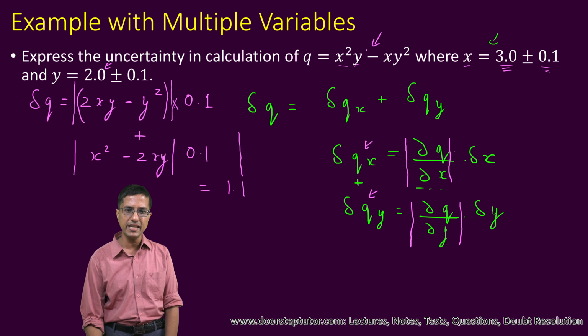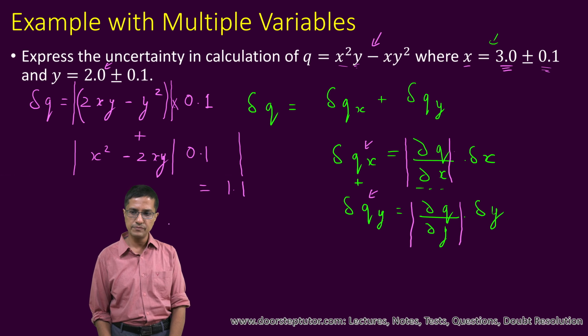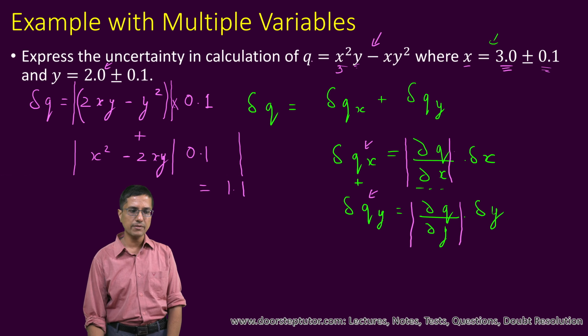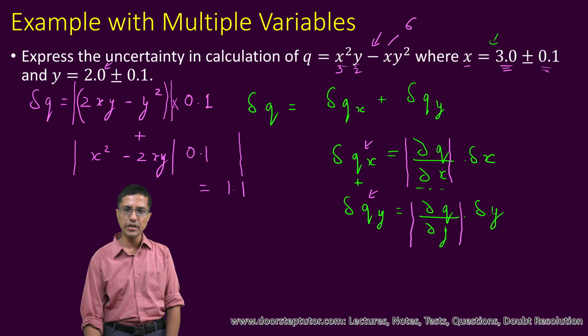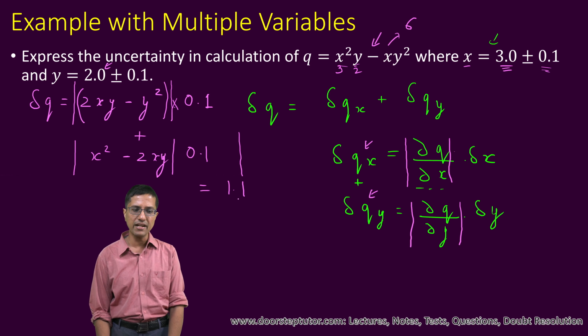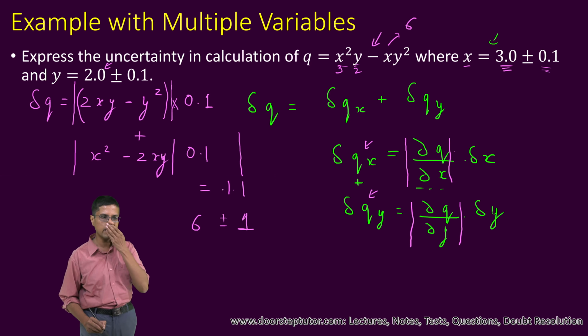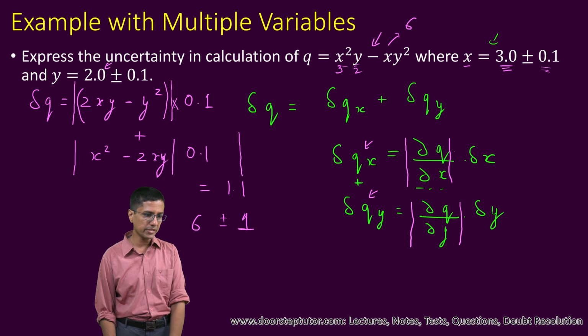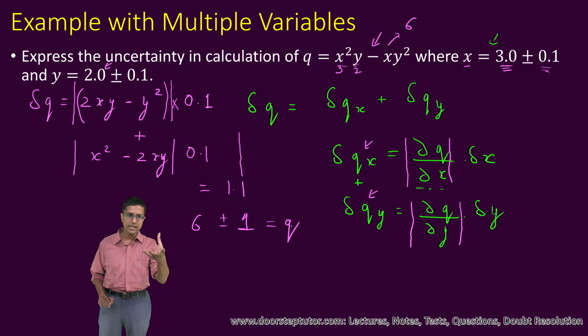We can also substitute the value of x and y in this function of q directly, x as 3 and y as 2, to calculate the value of q itself. So if you calculate the value of q, this q value becomes 6. So the value becomes 6, and this is the error, 1.1. So if we simplify this entire thing, this becomes 6 plus minus 1. We keep the error only till one decimal place. That is the value of our final answer of q. 6 is the value, and plus minus 1.1.